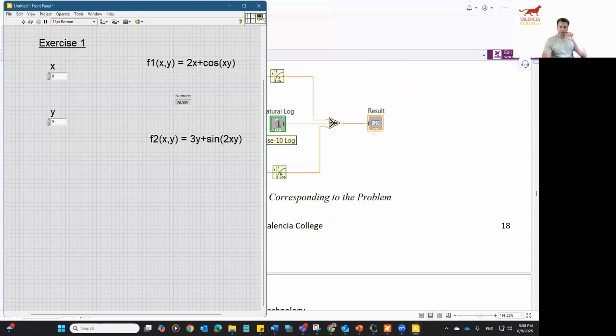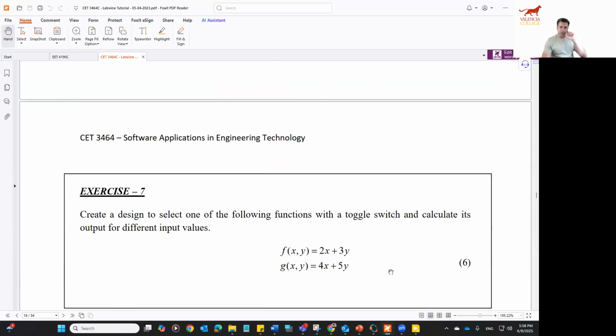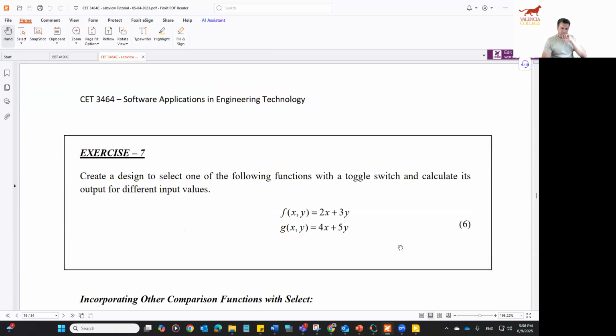The functions are given to you, which are 2x plus 3y and 4x plus 5y. But the implementation is the same, that you have to use a toggle switch right here. You have to use a toggle switch in order to select one of the functions. So that says it's very simple.